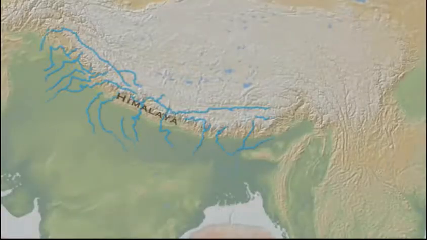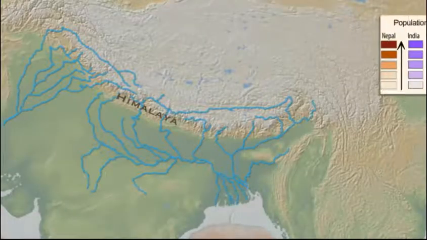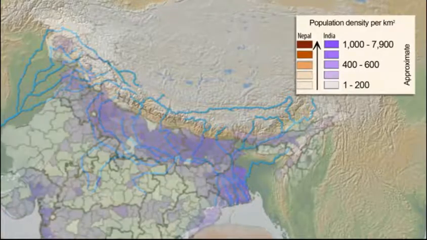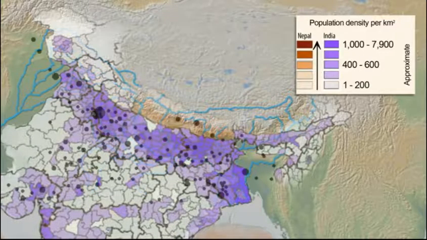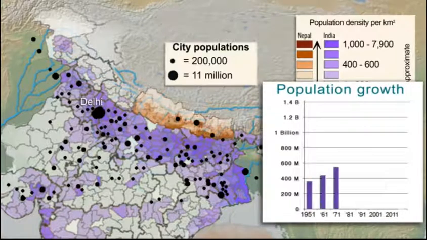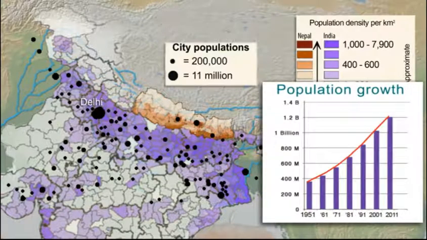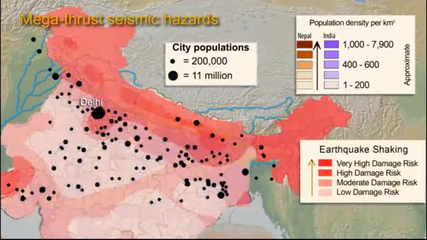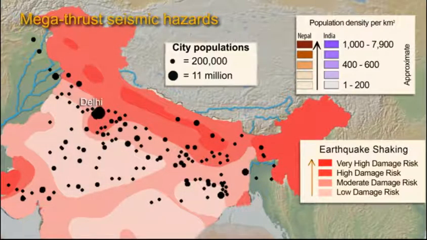Because large amounts of water are provided from Himalayan snow and ice melt, the area south of the mountain range has become densely populated. Since 1950, India's population has grown from 360 million to 1.3 billion people today. When we overlay the seismic hazard map, we see a confluence of high population density in countless vulnerable structures within areas susceptible to strong shaking during earthquakes.